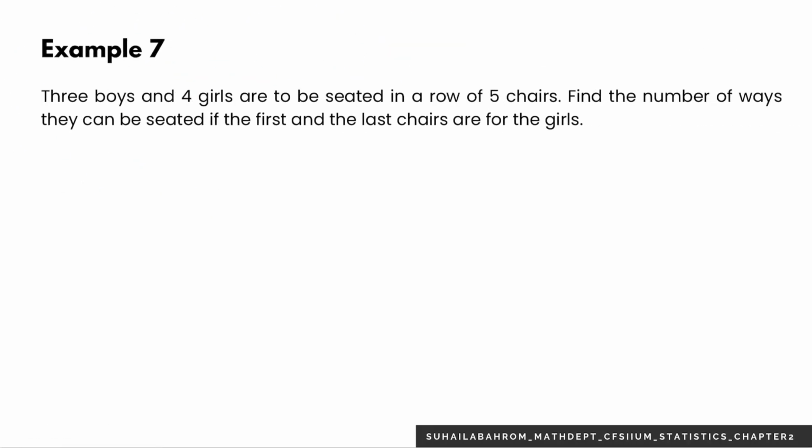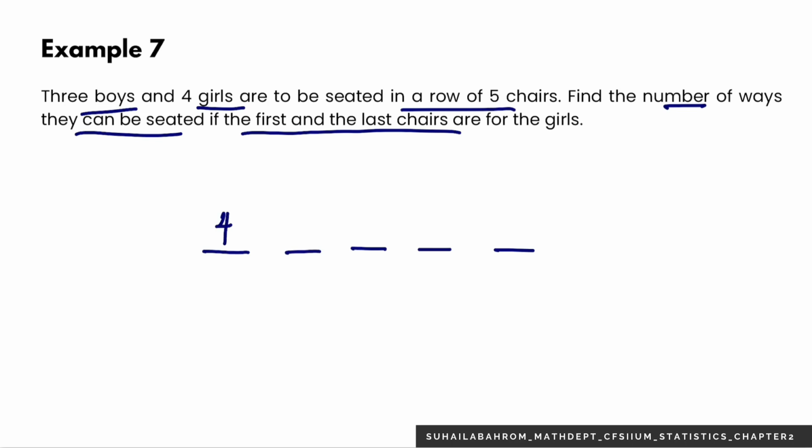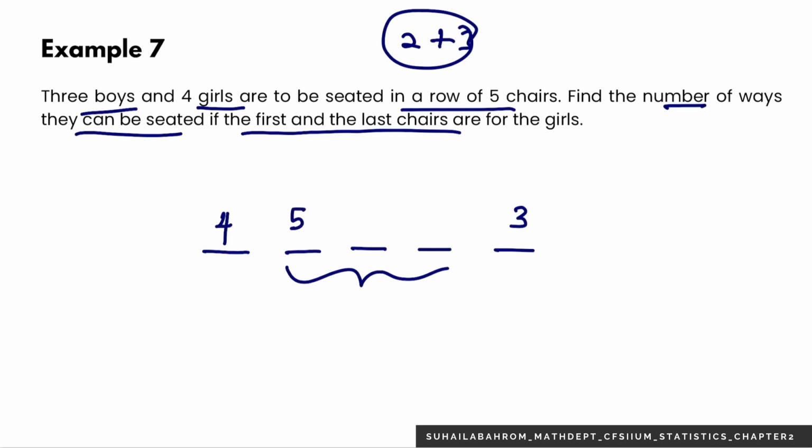Let's proceed with example 7. 3 boys and 4 girls are to be seated in a row of 5 chairs. Find the number of ways they can be seated if the first and the last chairs are for the girls. So we have 1, 2, 3, 4, 5. There are 4 girls for you to choose from for the first chair, and for the second chair there are the remaining 3 girls. So it will become 4, 3. For the middle chairs, it doesn't matter whether it is a boy or a girl. So we start with the remaining 2 girls plus the 3 boys. So the total remaining people here is 5. Therefore 5, and then for the next chair, 4, and the next chair is 3. So the total number of ways, we have to multiply everything.